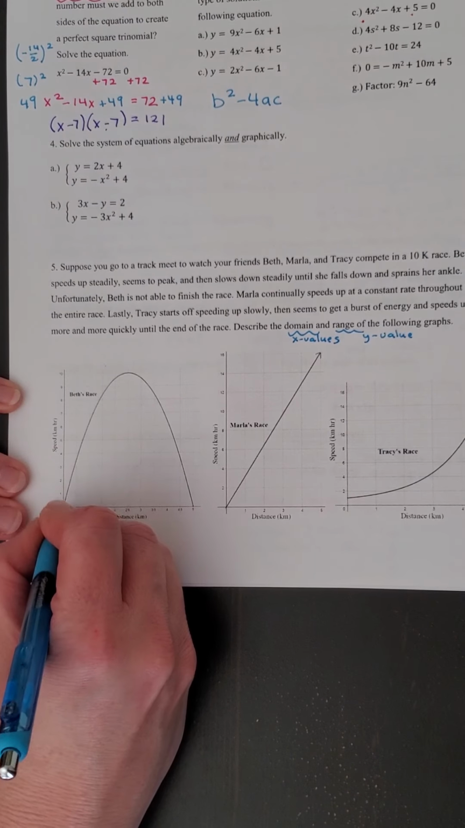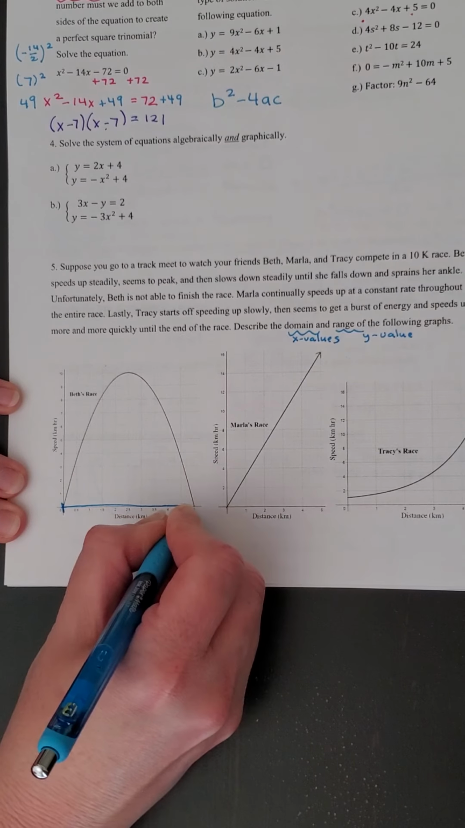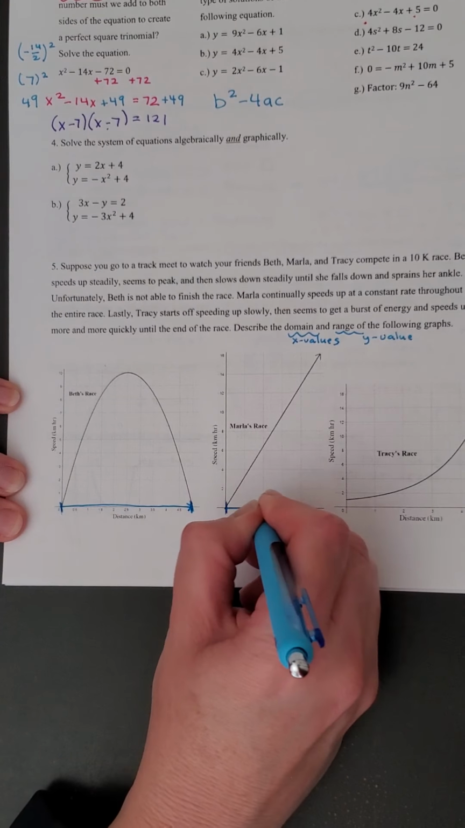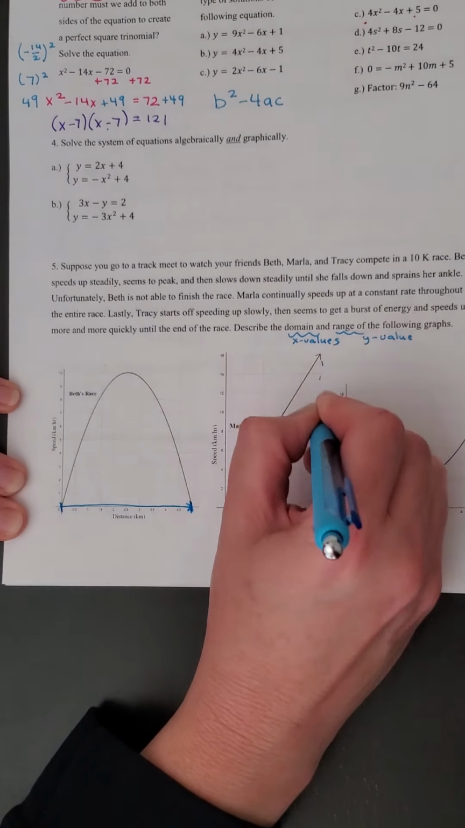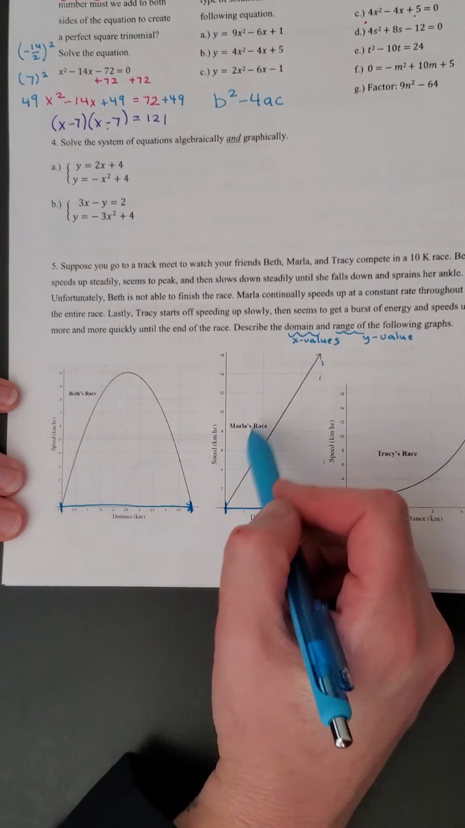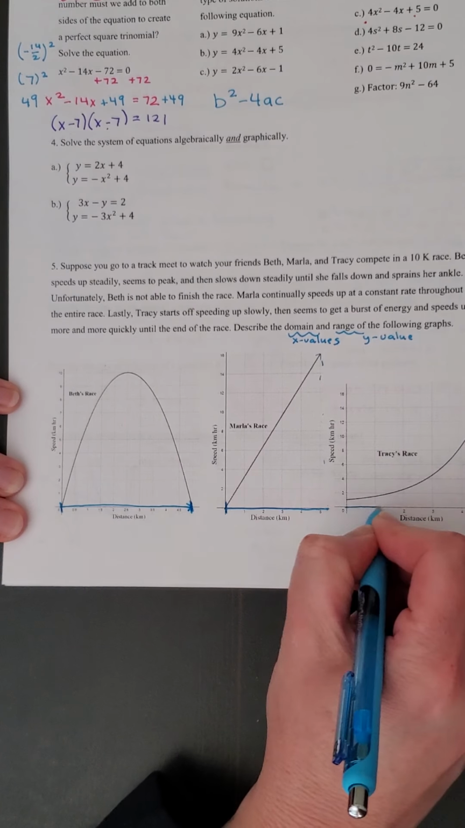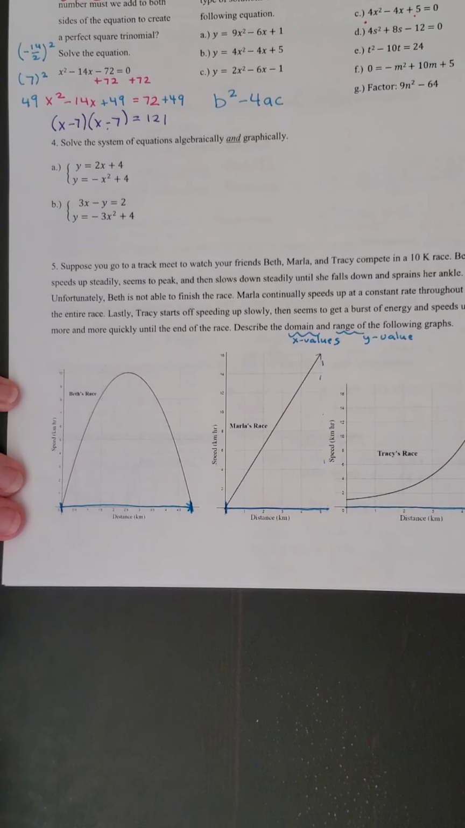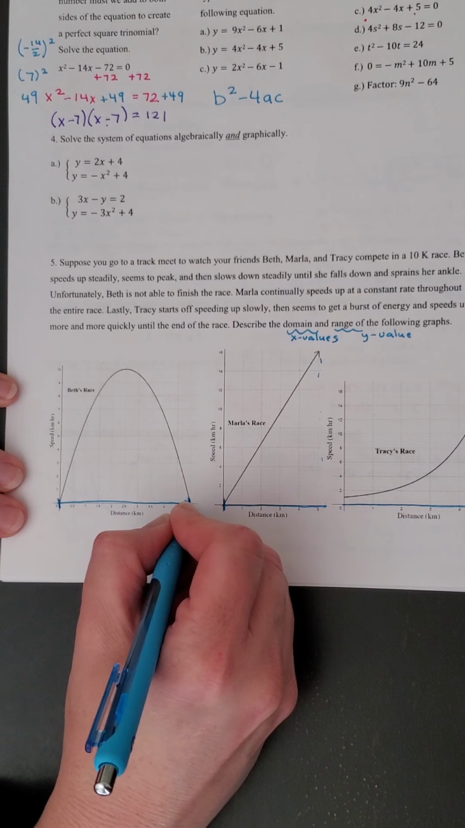So the domain is from this to this value. Same, the domain is from this to, drop a line down, right? This value, but this one has an arrow, so it's going to be going on. And the domain, again, from here to here, but this one also has an arrow, so it's going to be going on.